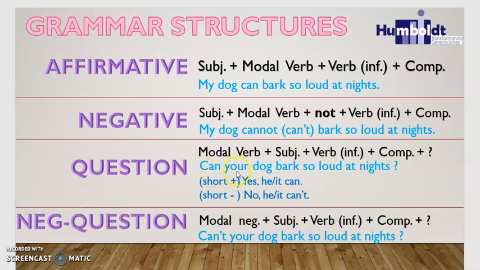So we say, can your dog bark so loud at nights? The short possessive sentence is yes, he or it can, or no, he or it can't. Remember that this part is sí and this other is no. Okay, yes it can, no it can't. The negative question, so we use the negative form with the contraction, don't forget it. Can't your dog bark so loud at nights? So you can answer yes it can, no it can't. Right, let's continue with the other part.